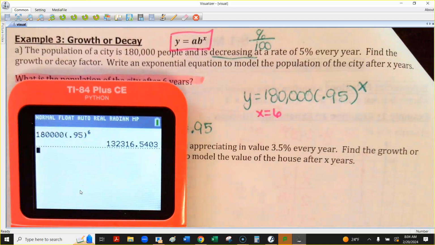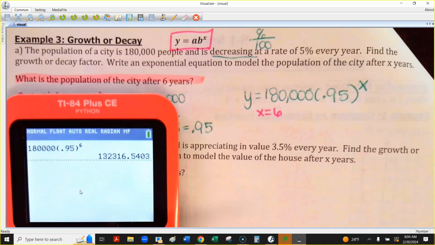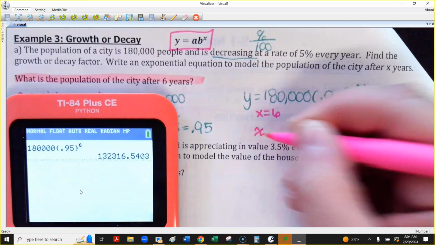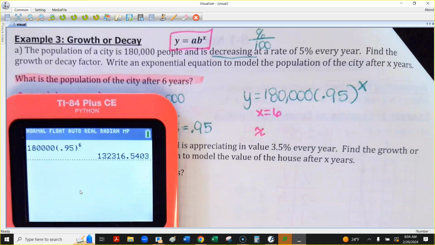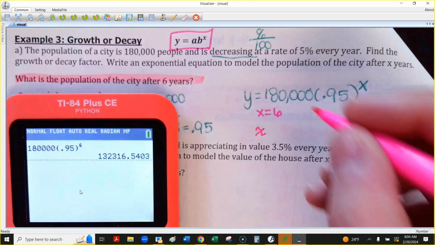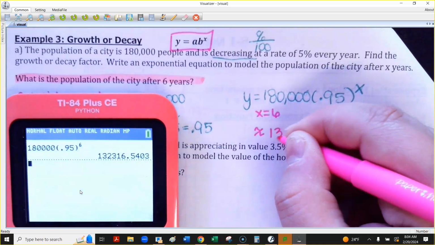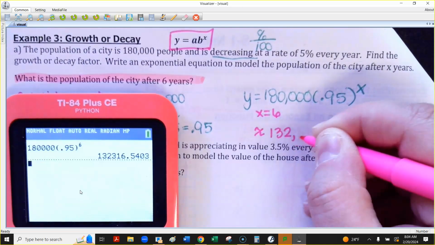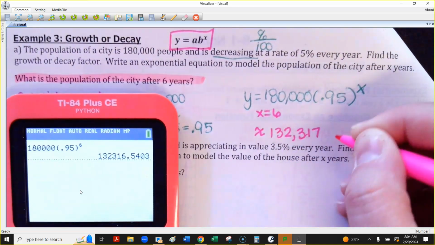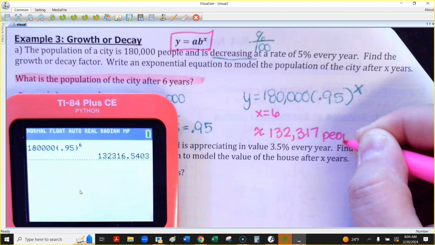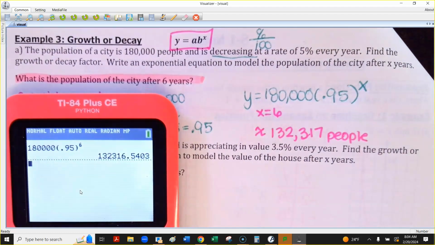And because we're talking about people, I'm going to round to the nearest whole number. So I'm going to say that's going to be about 132,317 people. And if it doesn't tell you, just round to what would be reasonable for the question. Like I can't have part of a person, so that's why I'm going to round to the nearest whole number there. That's going to be exponential decay.